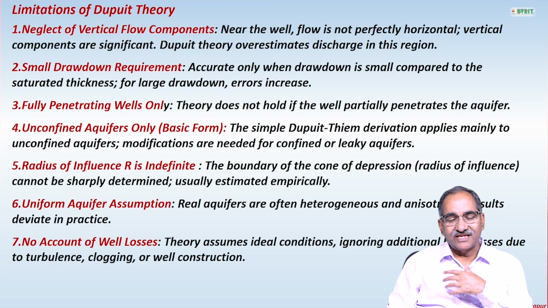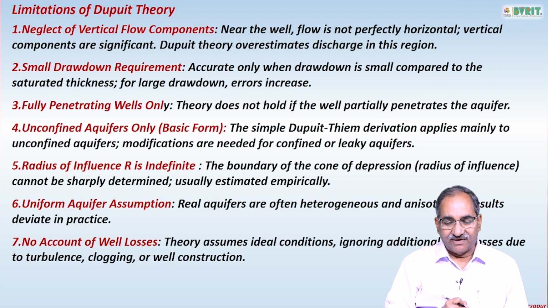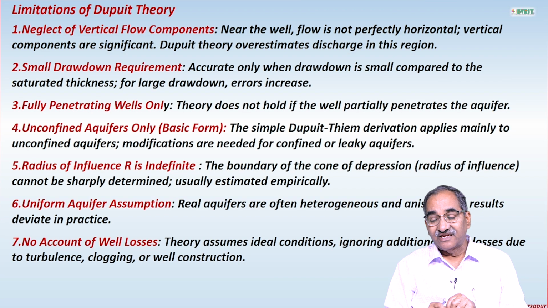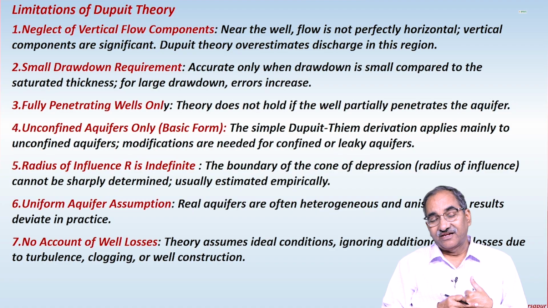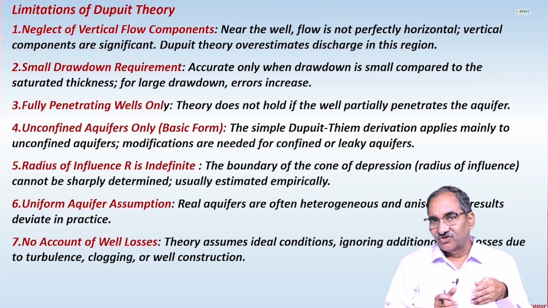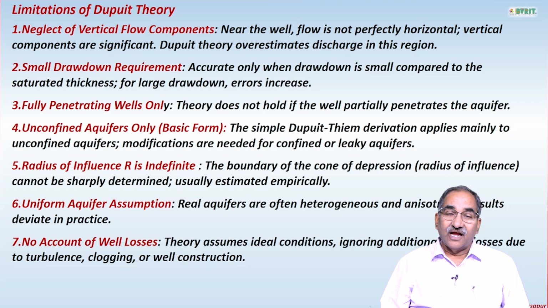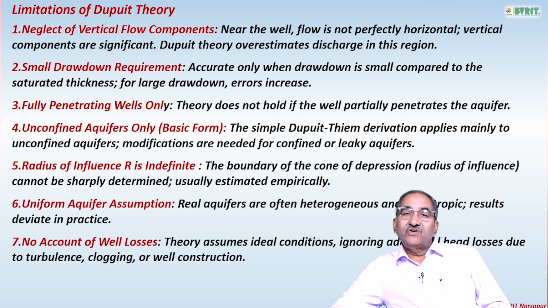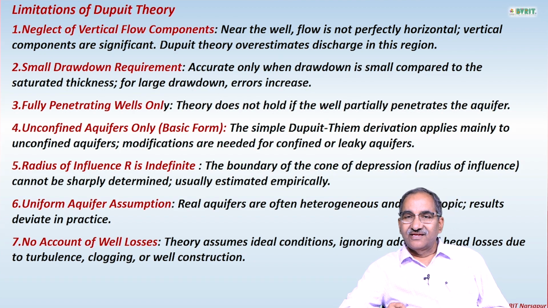Same is the case with the limitations which we talked about a long time ago. So the vertical flow component is neglected. Small drawdown is a requirement which you need to take. Only fully penetrating wells are applicable, and Dupuit's theory was initially defined only for unconfined aquifers, but later it is applied to confined aquifers also. The radius of influence is indefinite. That's why you can only calculate it through an empirical equation. There is the uniform aquifer assumption which we made, and we have not mentioned anywhere how you are going to account for the losses. So these are some of the problems in this.